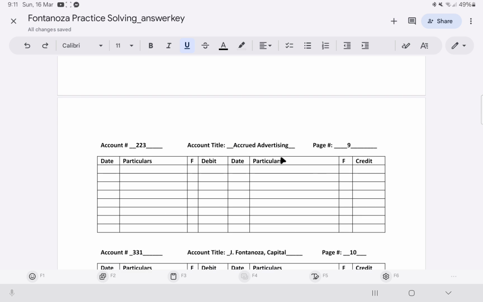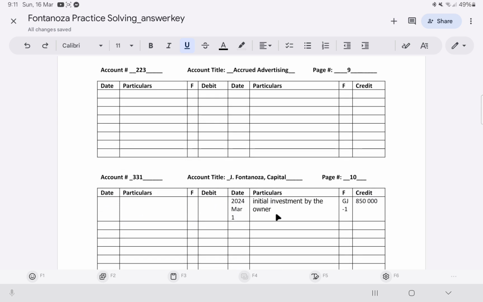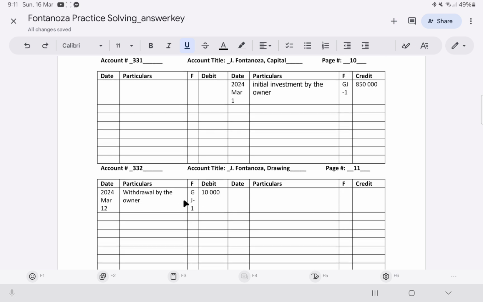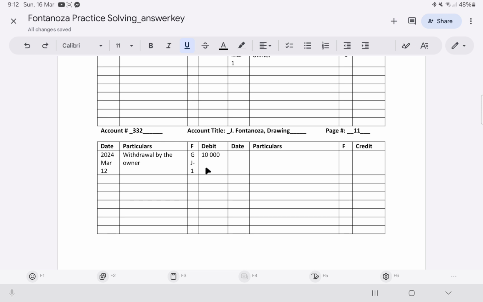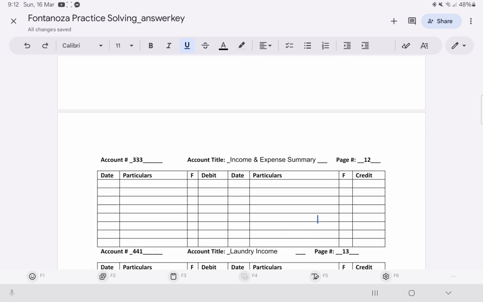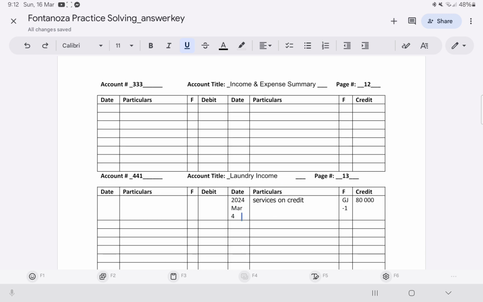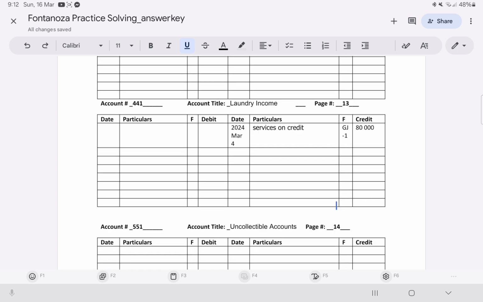So no data in accrued advertising, only one in the credit side, our initial investment of J Fontanoza Capital, 850,000. We also have a debit in the drawing, no? This is the time that you are withdrawing cash for your personal use, so debit only. Only one transaction. So there's no data in the income and expense summary. Laundry income, we have only one credit, 80,000.